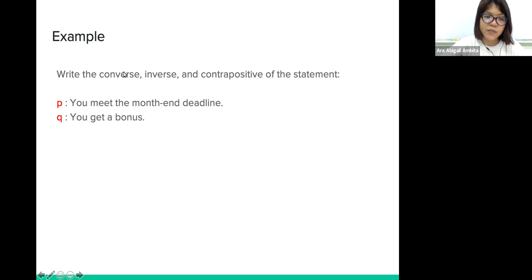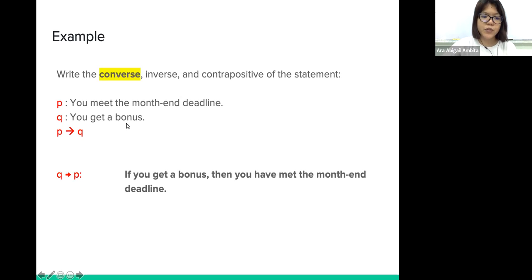First, let us have some examples. You are tasked to write the converse, inverse, and contrapositive of the statement. P: you meet the deadline, and Q: you get a bonus. Expressed in conditional form, P implies Q: if you meet the deadline, then you get a bonus. We can express it using this notation.